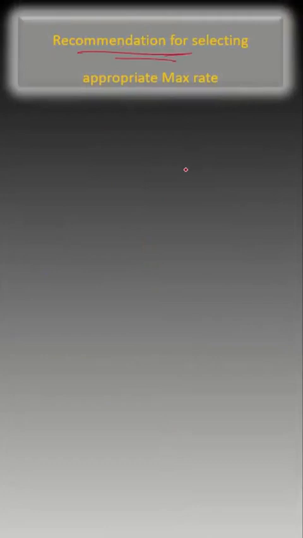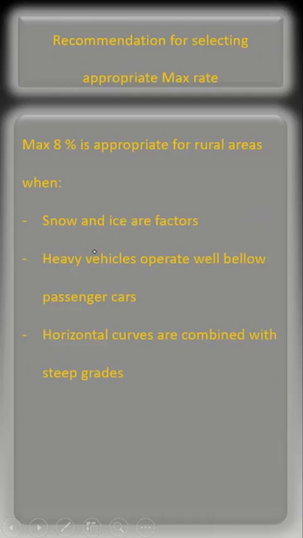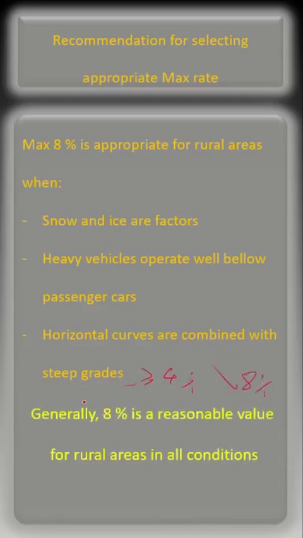In rural areas, when snow and ice are factors, or heavy vehicles operate at a speed well below passenger cars, or when horizontal curves are combined with steep grades normally equal or steeper than 4%, maximum superelevation of 8% is appropriate. Regardless of the mentioned conditions, generally 8% is considered to be a reasonable maximum superelevation rate for rural facilities because it provides a reasonable proportion of side friction and reserve adequate for rural areas.